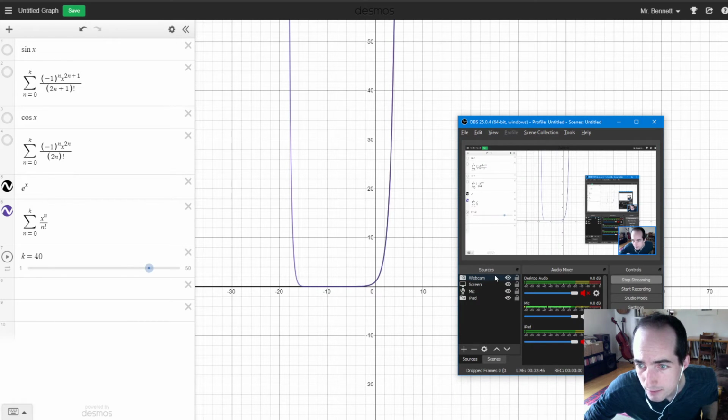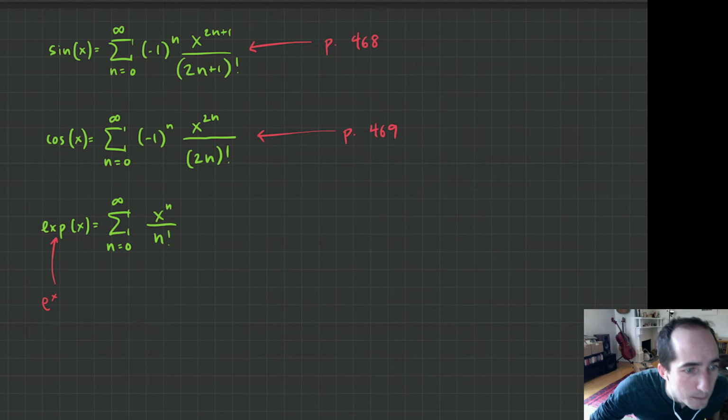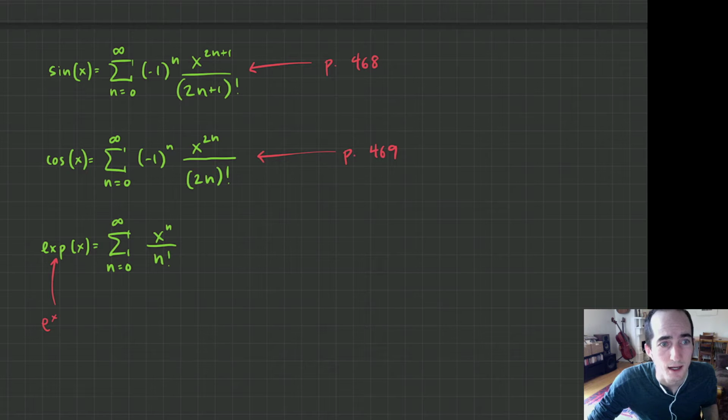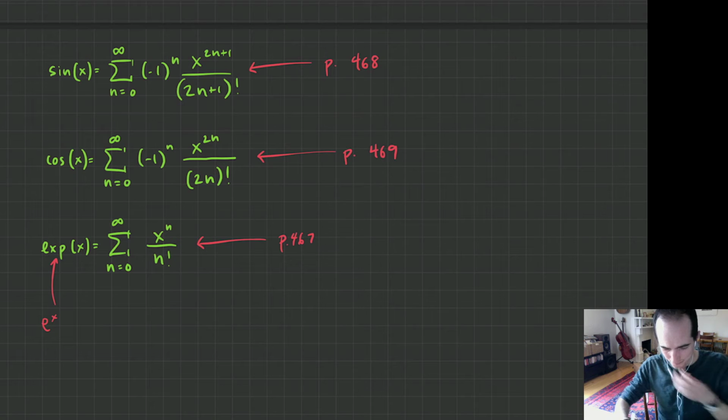So back to my iPad screen. There we go. Okay, so where were we? Just gonna bring this up. Okay, so these are the three Taylor series that we have, and you might notice something. Oh, and this was on page 467. Okay, so you might notice something that's going on here.